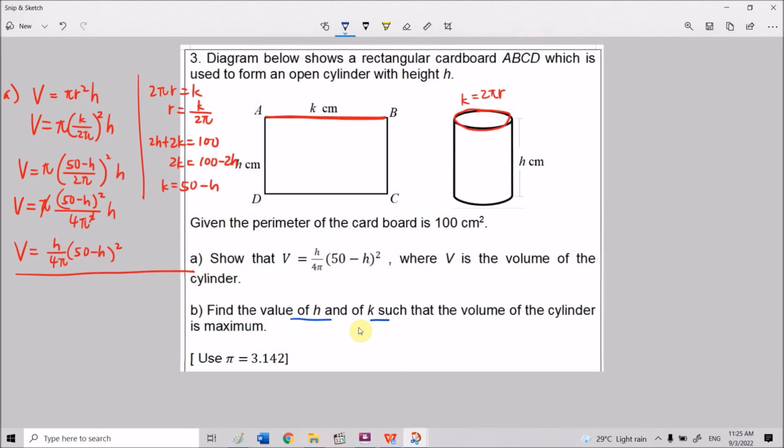For question B, find the value of h and k such that the volume is maximum. So just now I already told you that when you deal with questions which require you to find the area or volume, maximum or minimum, we use differentiation. So I expand this part, I will get this, and then I multiply this so that it is easier. I expand all of this so that it's easier for me to do the differentiation. So I perform the differentiation. I differentiate V with respect to h.